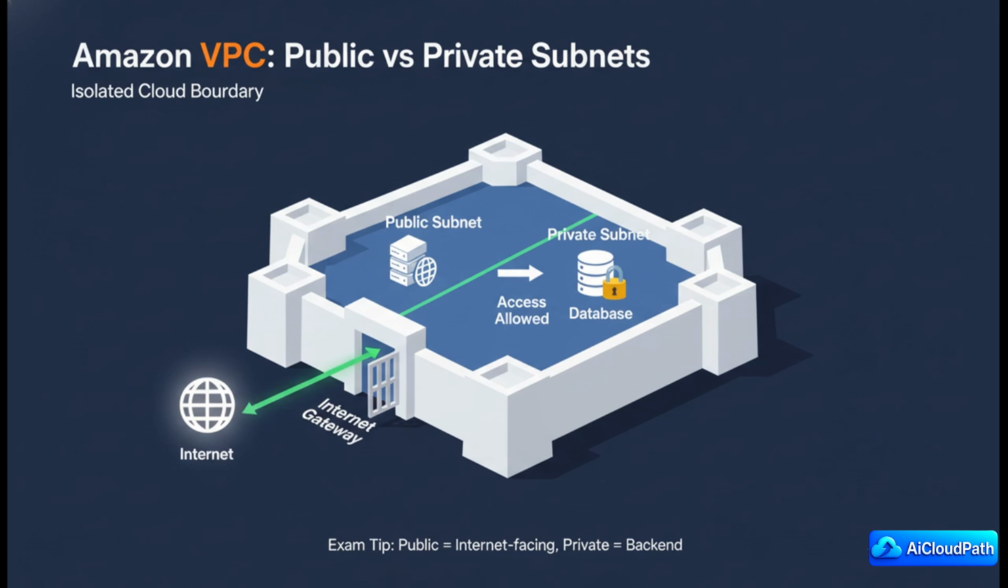Now, those rooms, or subnets, are really important. You have public rooms and private rooms. A public subnet is like the lobby of your fortress. It has a path out the main gate. This is where you put your web servers, the things you want the public to access.